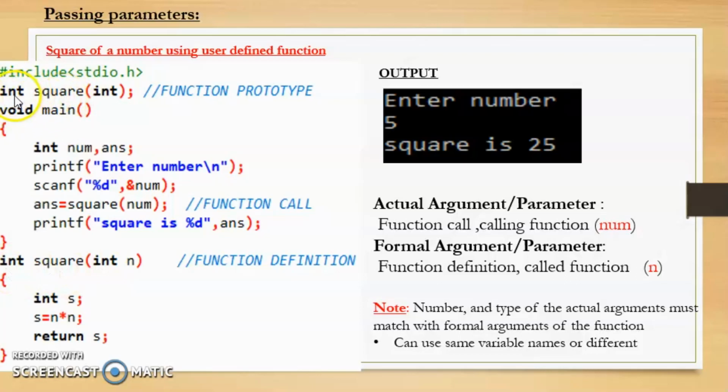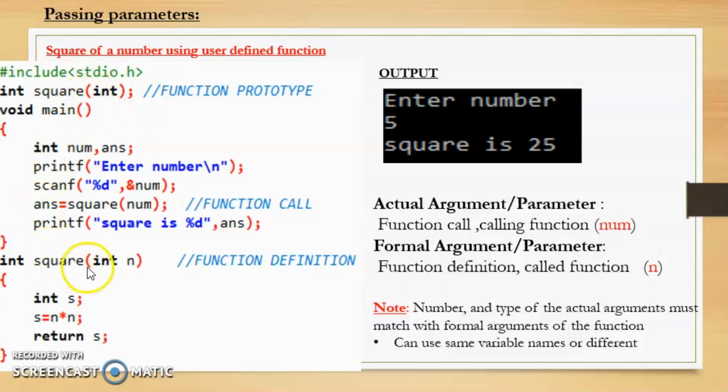We have written int square because the function square is returning an integer value. Now if you look at this square function, we can see that it is returning s, and s is of integer data type. That means this function is returning an integer value. As a result, the return type is int, and hence we have written int square, which means the function will return an integer value. In the brackets, we have written int over here, which means that we'll be passing one parameter which is of integer data type.